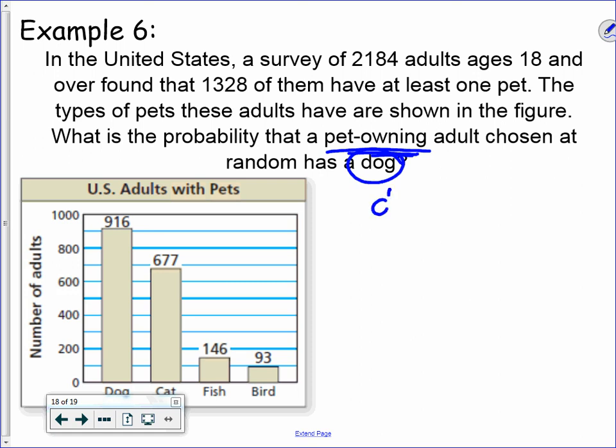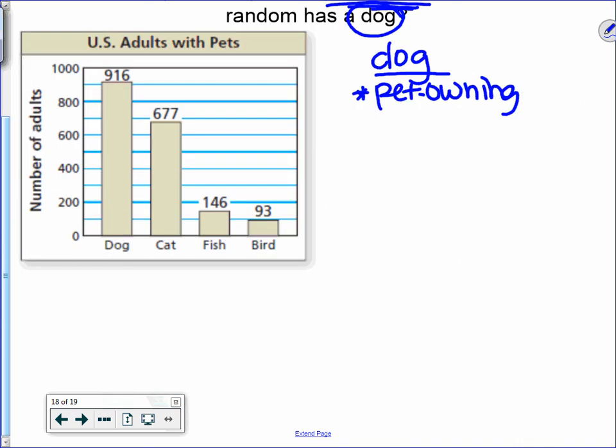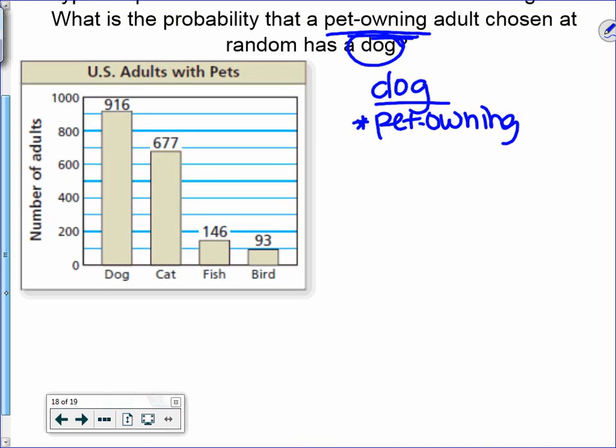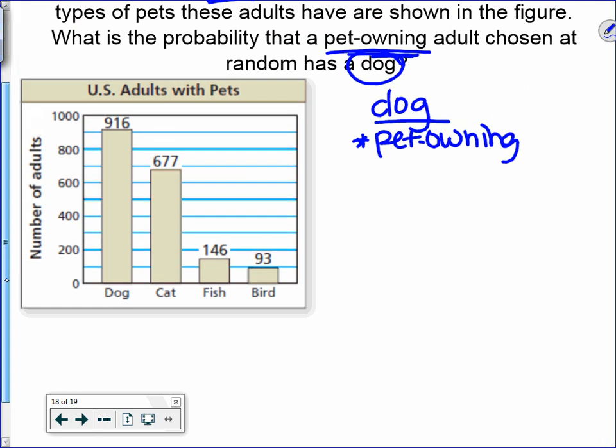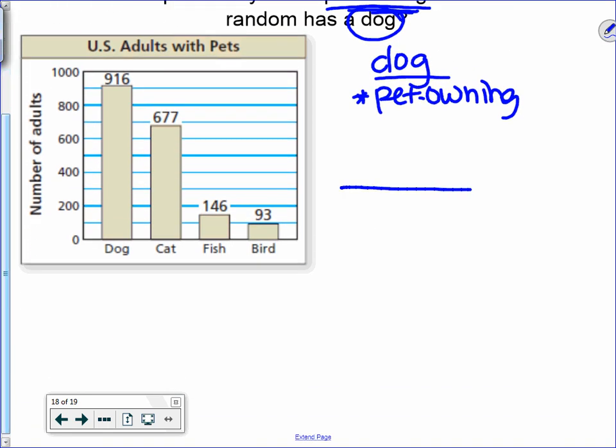So we want to find the probability that they have a dog out of the pet owning adults. So we don't want to take out of all of the adults. We want to talk about only the 1,328 of them who have at least one pet. That's what makes them pet owning. Okay, so looking at this here, we've got a dog, a cat, fish, bird. Okay, so of these 1,328, so 1,328 are pet owning.